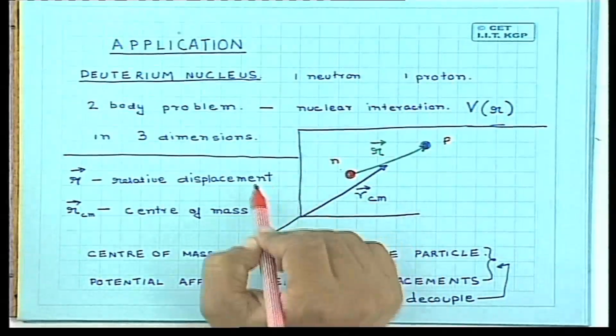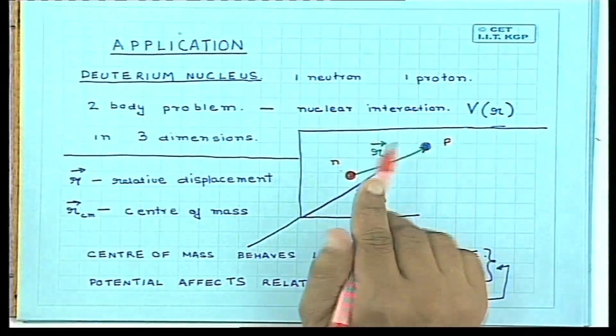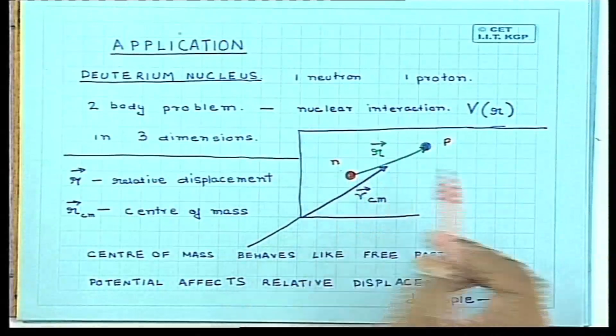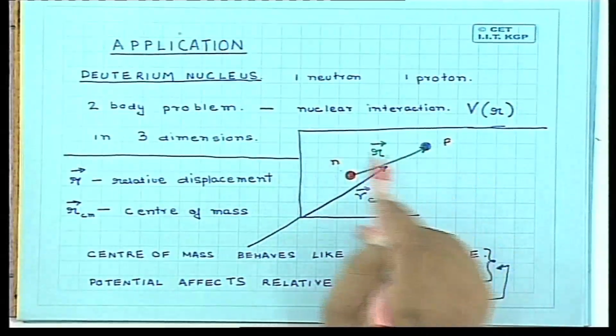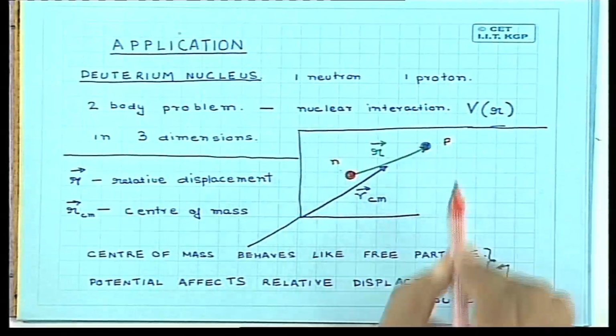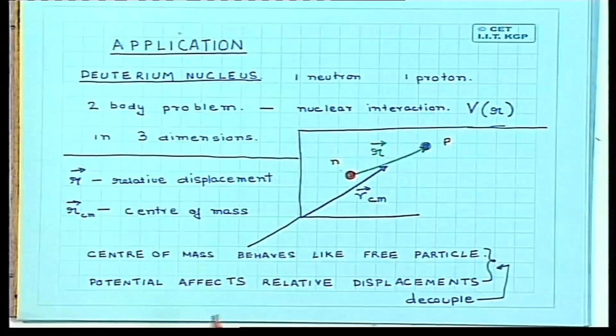There is no absolute origin for this. So if I shift the two particles, keeping the separation the same, the potential will not change, right? This is what we expect. There is no fixed origin for these nuclear interactions. So it is only dependent on the relative separation between these two particles, and it depends only on the magnitude of the separation, not on the direction.